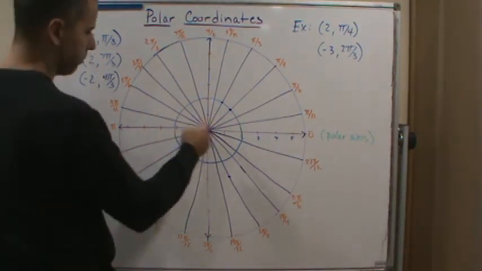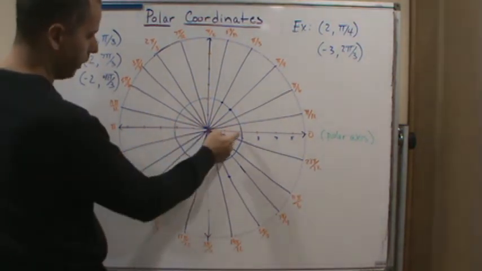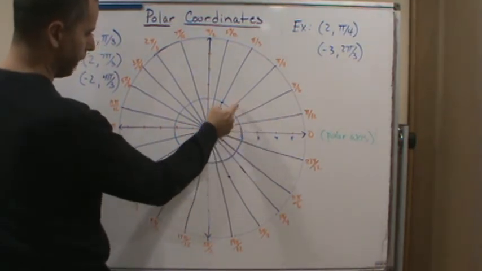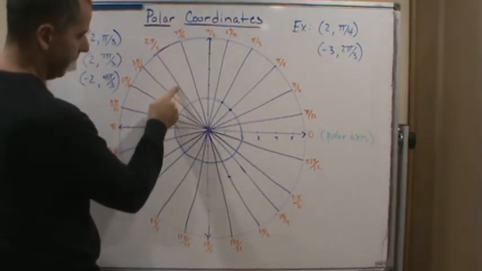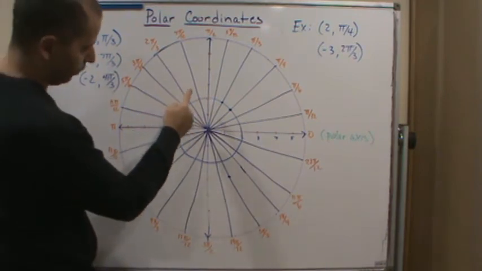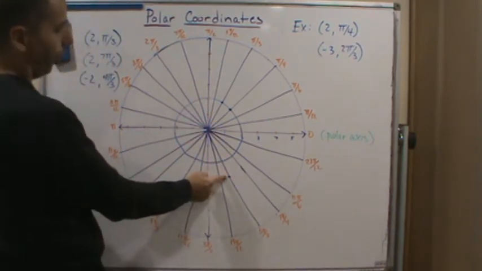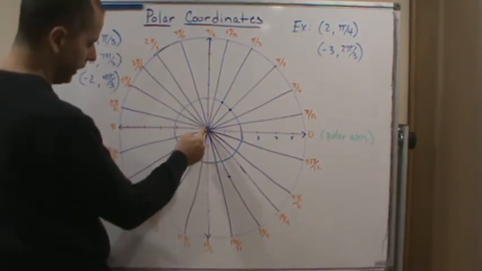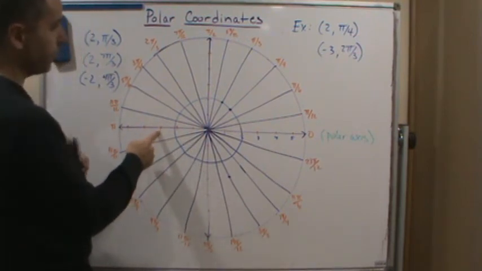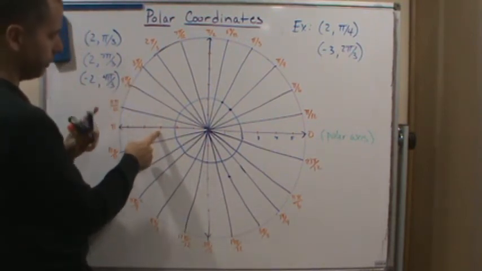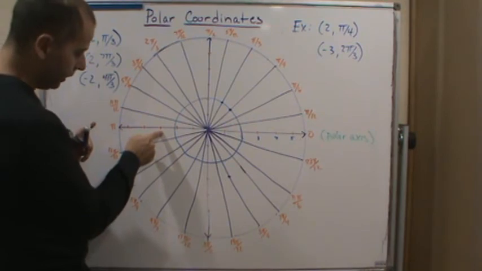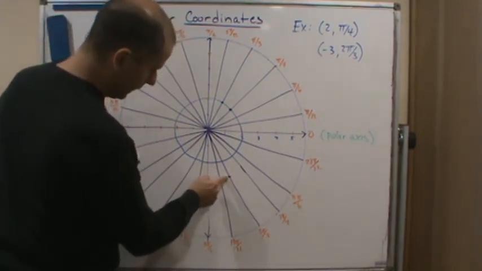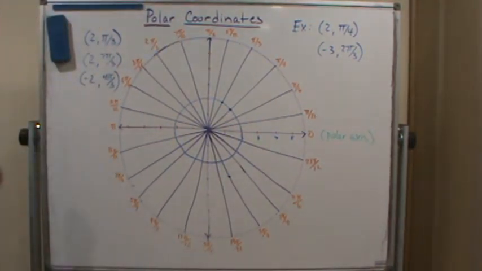So I could go 2 pi over 3, which would be here, and then go negative 3, which would jump across to here. Or I could do negative 3, which would be here, and then go 2 pi over 3 angle from here, and so that would put me at the same spot. Okay?